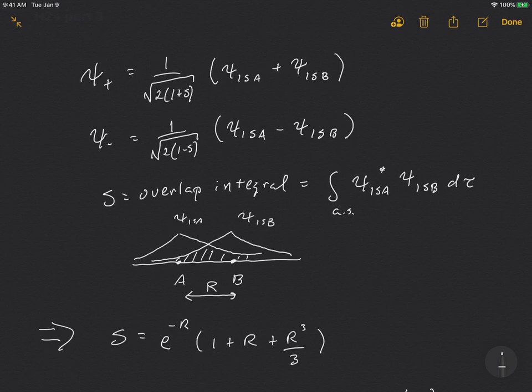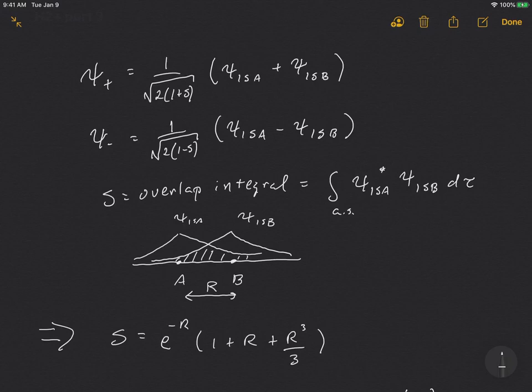And we went about normalizing these wave functions. We came up with this normalization constant out front, 1 over the square root of 2 times 1 plus S, times psi 1sa plus psi 1sb. And those psi 1sa and psi 1sb are the hydrogen 1s atomic orbitals, each centered at their respective nucleus for this H2 plus molecule ion.